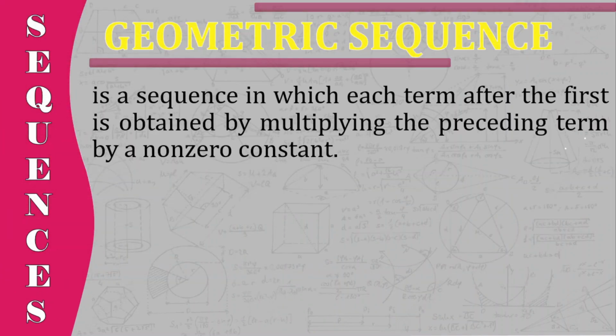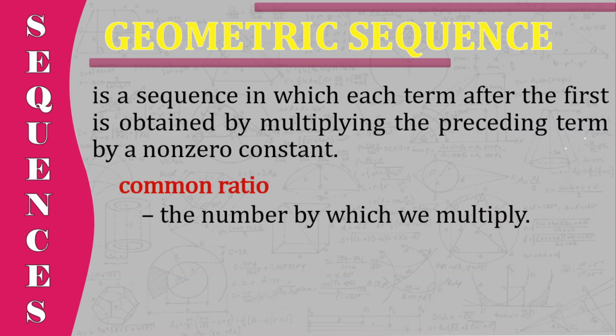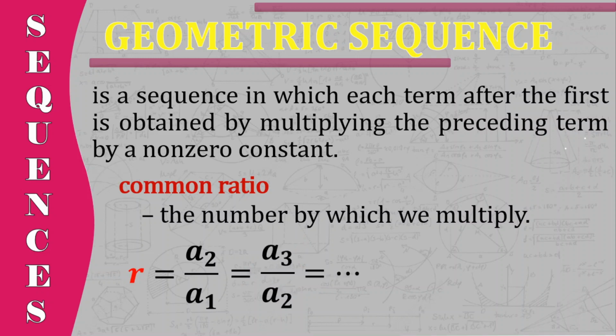Geometric sequence is a sequence in which each term after the first is obtained by multiplying the preceding term by a non-zero constant. And that non-zero constant is what we call the common ratio. Common ratio is denoted by small letter r. r equals a sub 2 over a sub 1. Take note of this also. A sub 2 over a sub 1 is not equal to a sub 1 over a sub 2. It should be the leading term over the previous term. And to check the consistency of the common ratio, we could also use a sub 3 over a sub 2 and so on. Or in general, we have a sub n over a sub n minus 1.